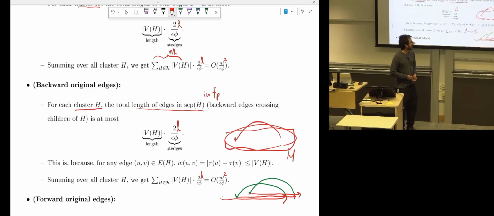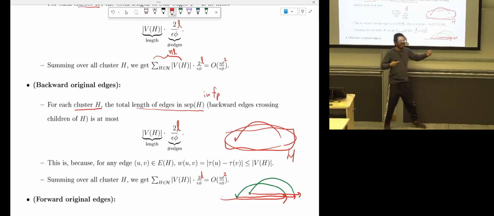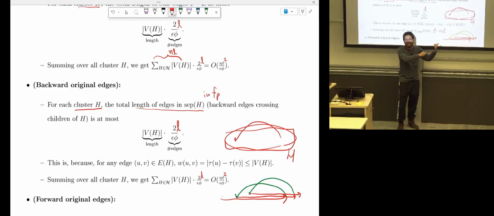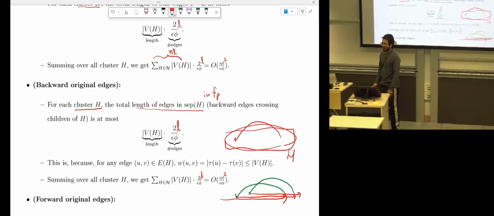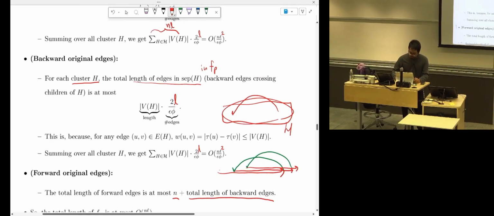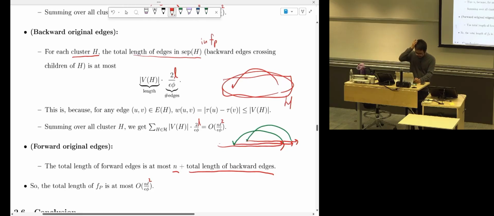Yeah. In the first time that we go forward, it is as much as n. But the only reason that we can go forward again is because of backward edges. So we can basically charge this to the backward one. So the length of forward edges is at most n plus the total length of backward edges. That's basically of the same order here. So we get that the total length is at most nL square over epsilon phi.